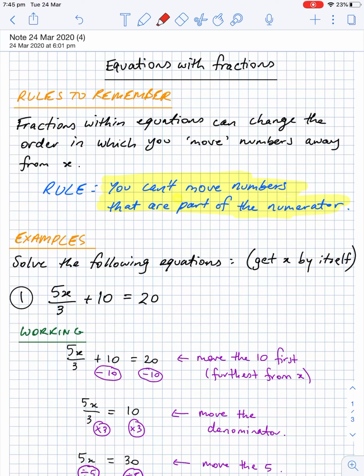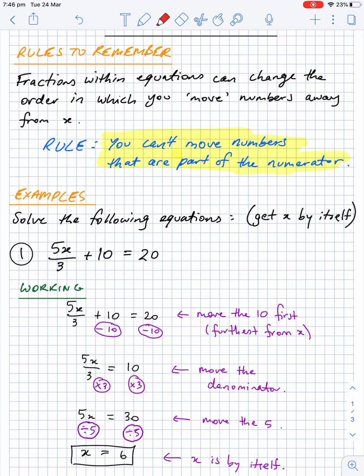So I look at this first and I think to myself, okay, look at this equation right here. I need to get this x by itself. So what numbers do I have to move away? I've got to get rid of the 10, got to get rid of the 3, and I've got to get rid of the 5. That will leave me with my x by itself. Okay, so which number do we get rid of first?